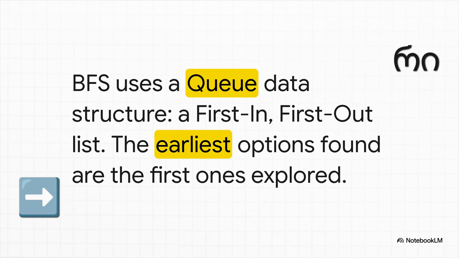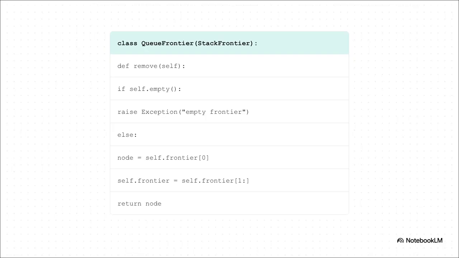First one in is the first one out. For our agent, this means the very first options it finds are the very first ones it explores. And that's what forces it to expand one level at a time. And hey, for all you coders out there, this is what that logic looks like in Python.